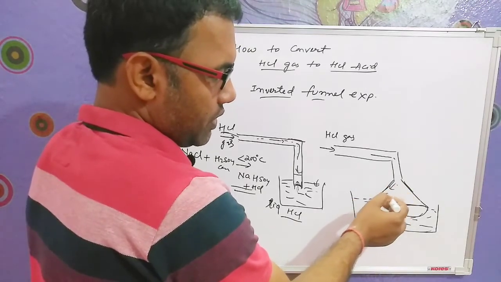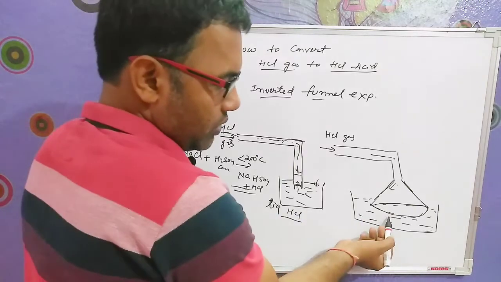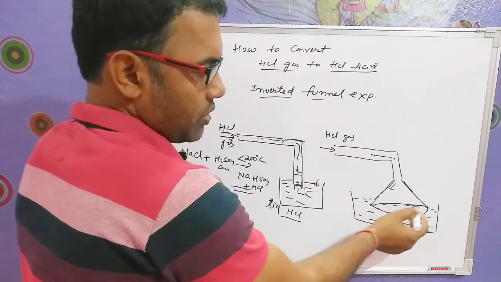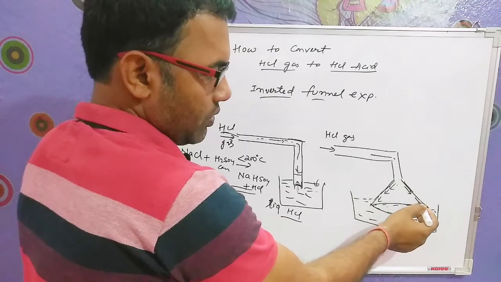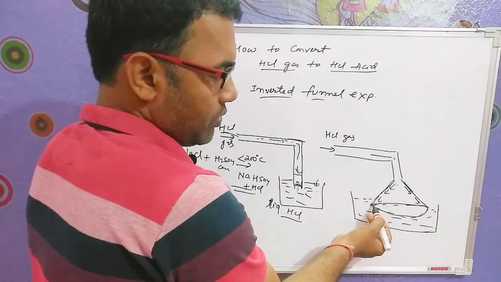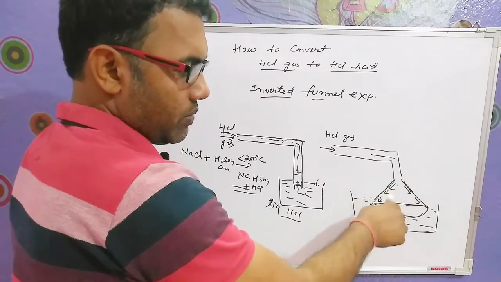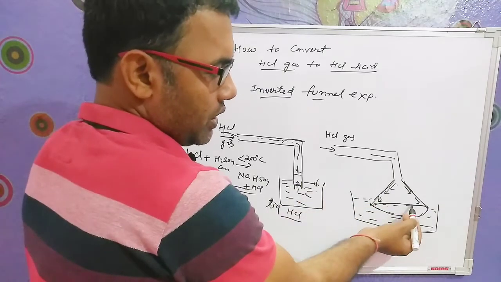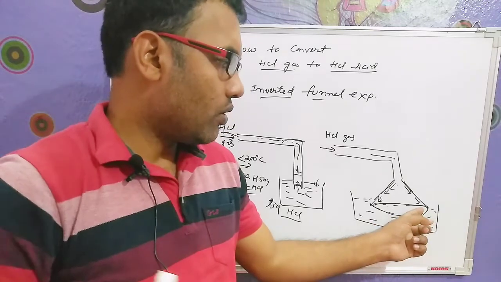When the gas reaches this point, as it is in close contact with the water, the water absorbs the gas here. But if one portion of the gas is absorbed here, the other gas is coming there. So there will be a continuous absorption, and the gas which is coming down will also be putting pressure on the water there.